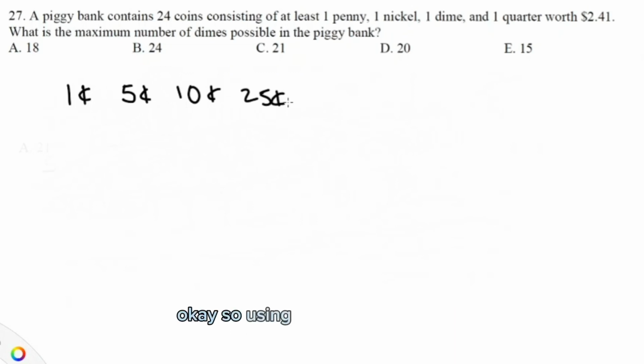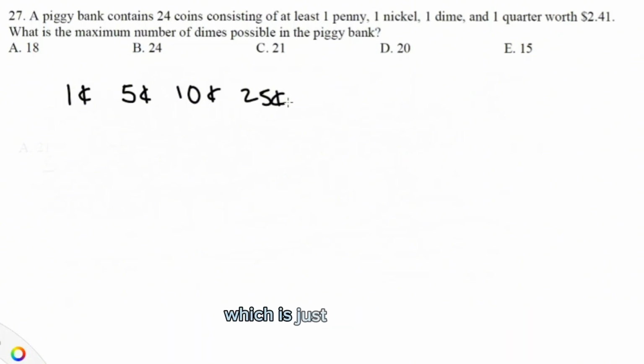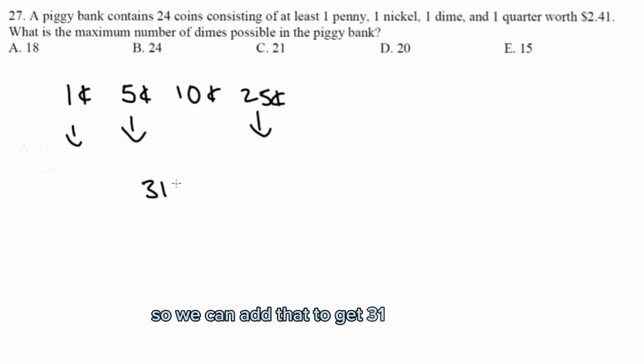Okay, so using this question, we can assume that they're asking for the minimum of penny, nickel, and quarter, which is just 1 penny, 1 nickel, and 1 quarter. So that's 1 cent, 5 cents, and 25 cents. So we can add that to get 31 cents. Alright, so now we're looking at this from $2.41.